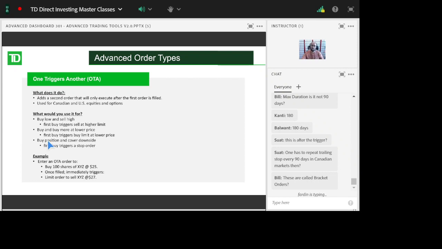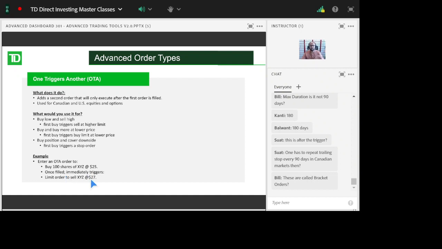So if we put a buy order as our primary order, on the second order we could use a stop loss order to protect us on the downside, all right? So it gets triggered. And so we've got an example here of just a plain vanilla one that's commonly used: buy 100 shares of XYZ at 25, which is our primary order. And then once this gets filled, the second order is to sell XYZ at $27 once it climbs up there, okay?